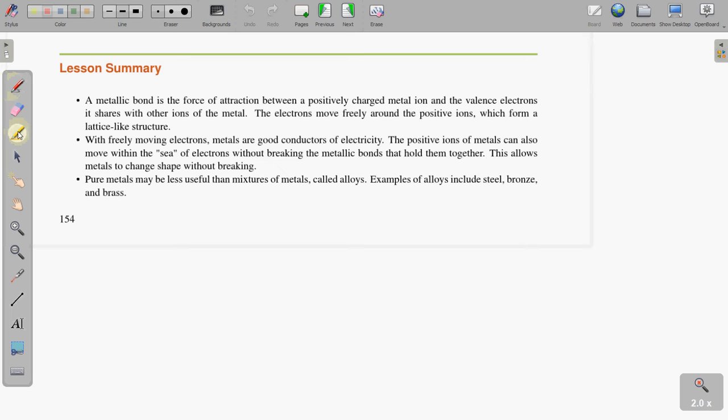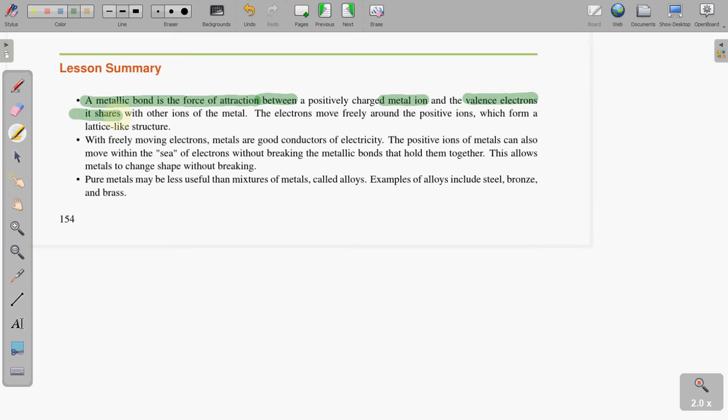A metallic bond is the force of attraction between a positively charged metal ion and the valence electrons it shares with other ions of the metal. Okay? So a metallic bond is the force of attraction. All chemical bonds are a force of attraction. A metallic bond is the force of attraction between the metal ion and the valence electrons it shares.